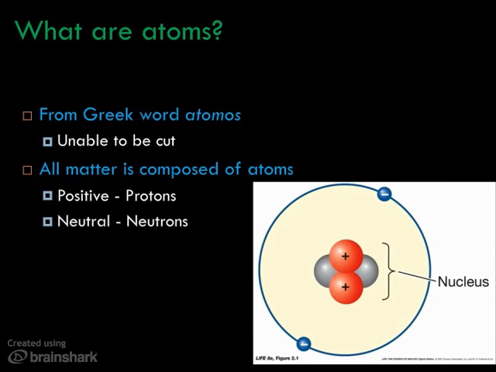Neutrons have no charge. They're neutral. They're like Switzerland. They don't take sides. Neutrons are also found in the nucleus, and they also have a mass of 1 atomic mass unit each, but they don't have a charge.